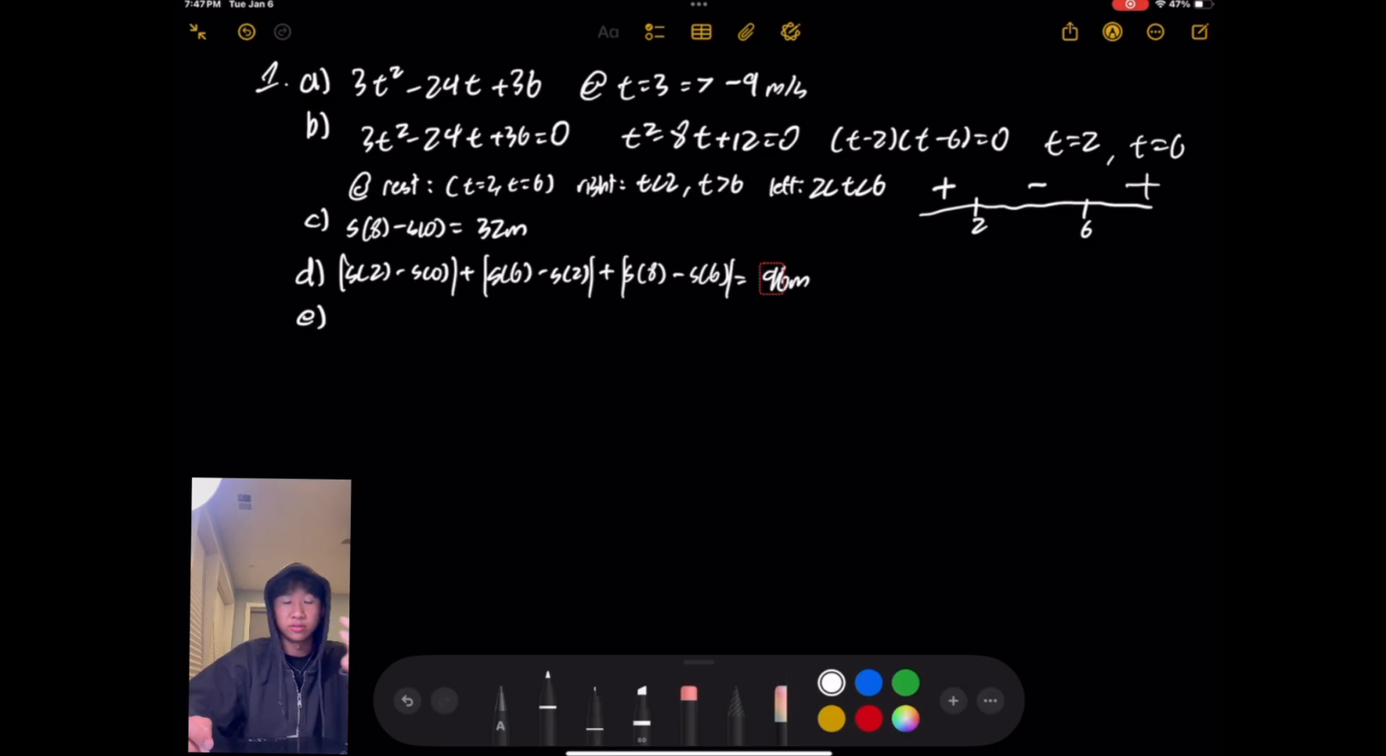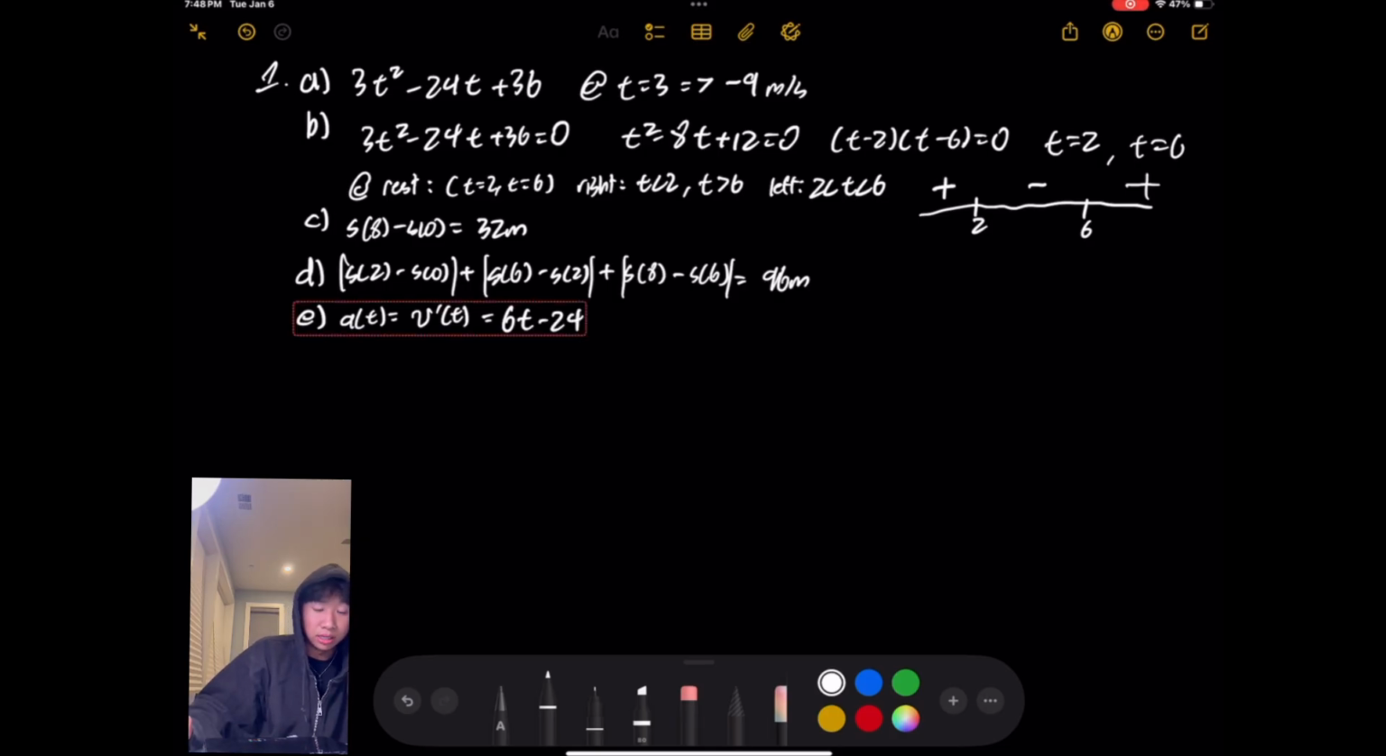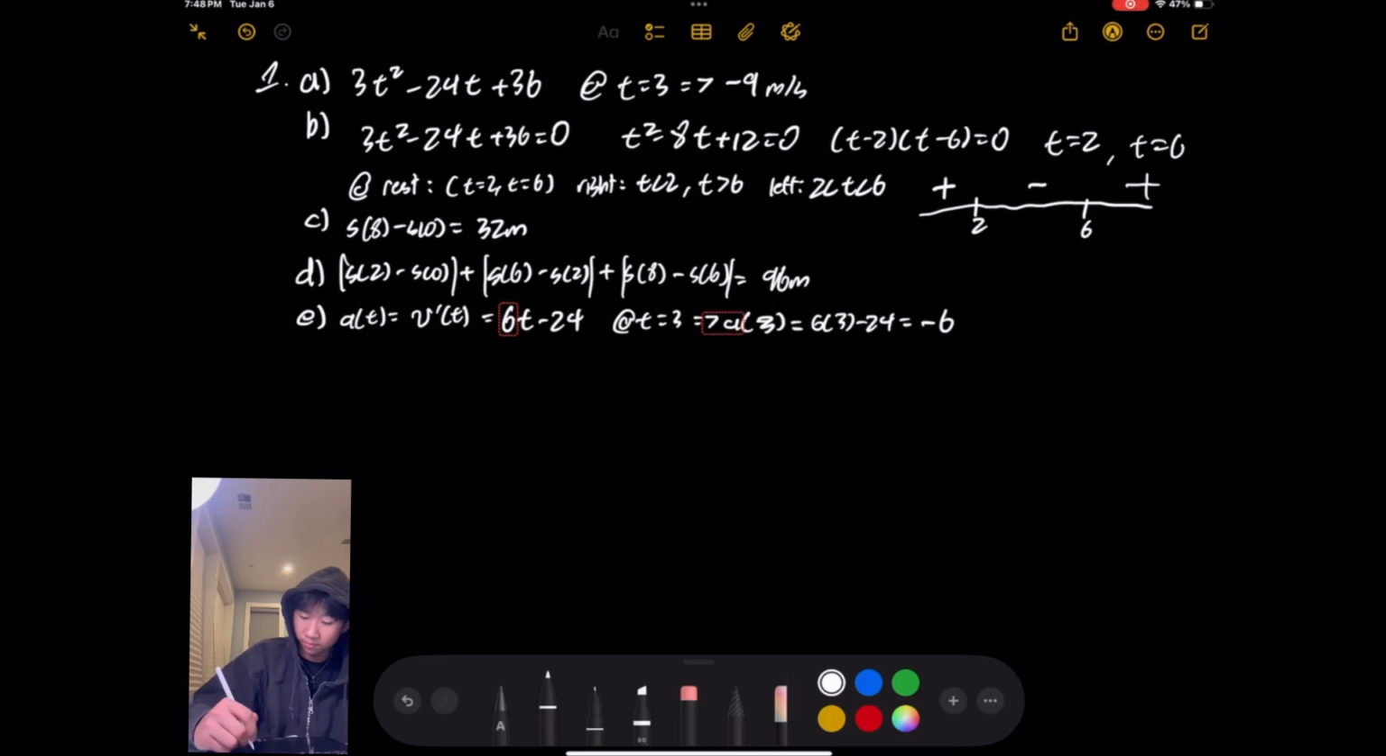Acceleration. Okay, this is very easy. Acceleration is the derivative of velocity. So acceleration equals the derivative of the velocity, and here is my velocity. It's going to be 6t minus 24. So what is it at t equals 3? At t equals 3, acceleration of 3 is equal to 6 times 3 minus 24, which equals -6. So don't forget the units. Acceleration is meters per second squared.